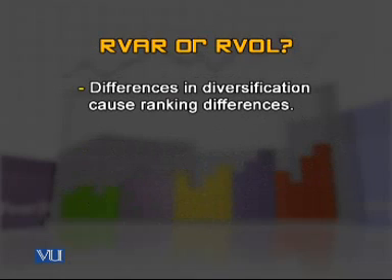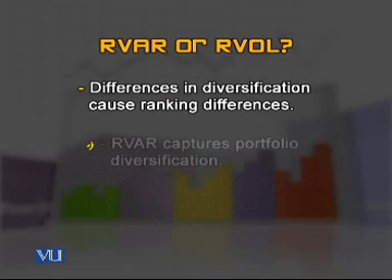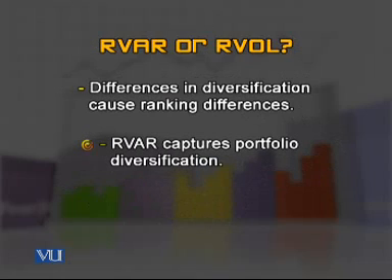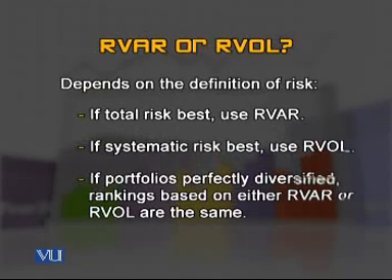Differences in diversification cause ranking differences. Variability captures the diversification part of a portfolio. So you have to look at diversification. If you're looking at performance, looking at risk, then you can look at the variability ratio. Or if you're looking at diversification, you have to find out whether they're the same or not. Diversification will make rankings based on RVAR and RVOL to be the same.